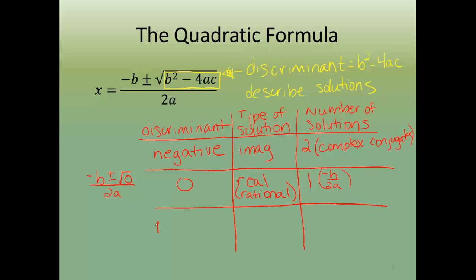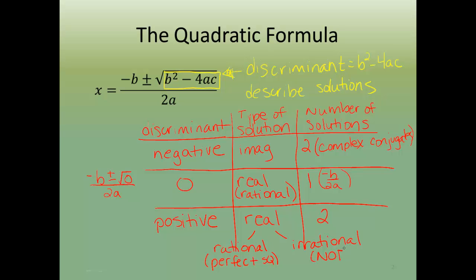The last possibility is if my discriminant is positive. If my discriminant is positive, I am going to have real solutions, and I will have two of them. But I can break this down a little more, and I can actually describe if my two real solutions are rational or if my two real solutions are irrational. That depends on if this positive number is a perfect square or not.